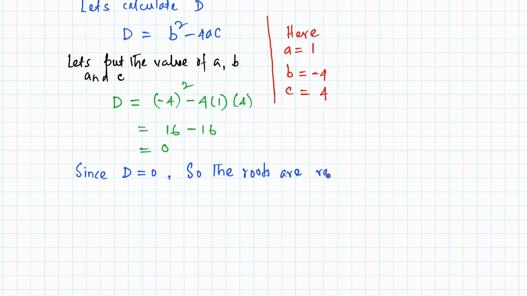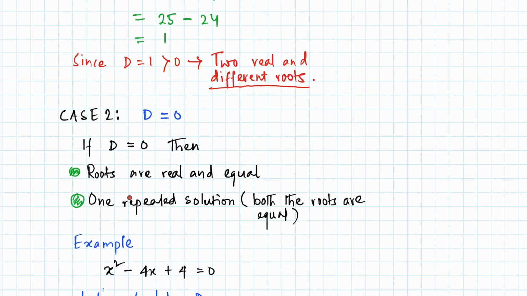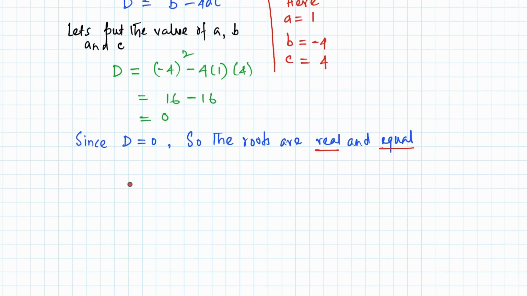So since d is equal to 0, the roots are real and equal. So they are real and equal. So we get the second case where d is 0 and the roots are real and equal.